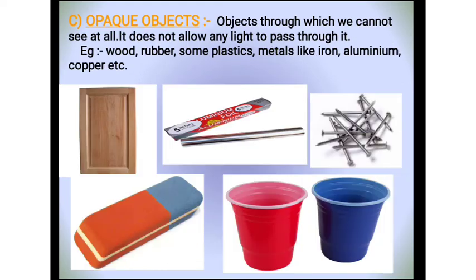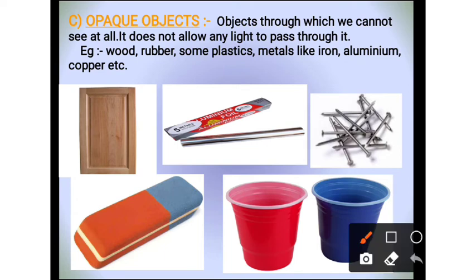Next one is opaque objects. Objects through which we cannot see at all, we call opaque objects, because they do not allow any light to pass through. No light is passing through it, so that's why we call it an opaque object. Examples are door, buckets, iron nails, rubbers, pens. They all are examples of opaque objects.